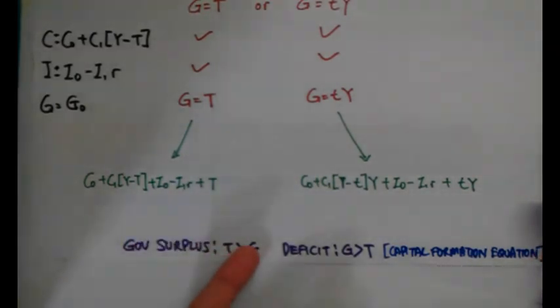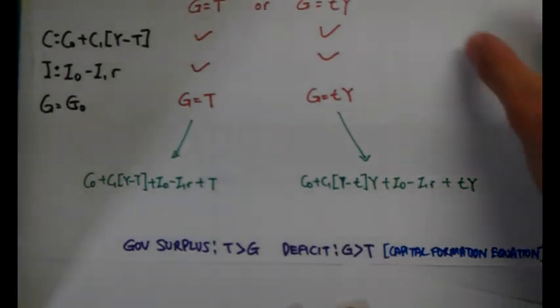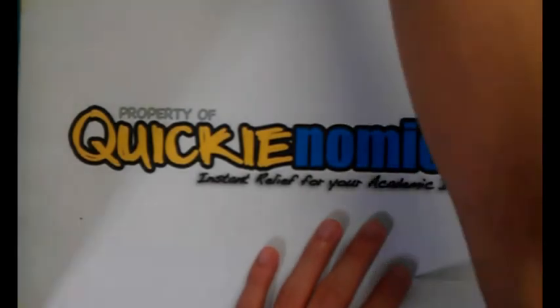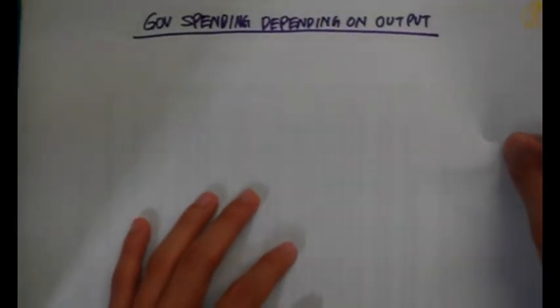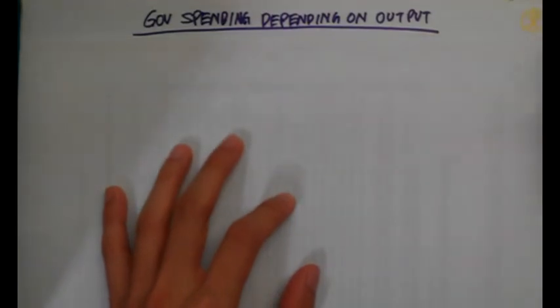But this will be used in the capital formation equation, which you will be learning in the next video. Okay, so let me ask you a question. We learned that government spending can be a fixed amount, or it can be a balanced budget policy, so it can depend on the amount of taxes collected. But can the government also spend depending on output? Yes. So what would the equation look like?